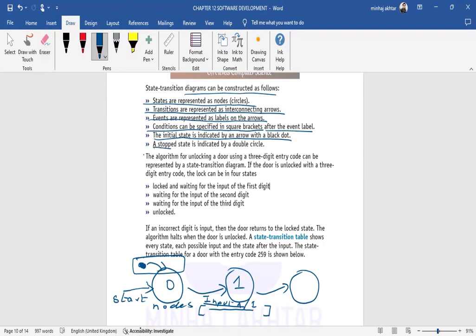Next, the stop state is indicated by a double circle. Yes, if your state transition diagram is going to be stopped, you represent it with double circles, with two circles, like this. It means it is going to be stopped here. Maybe the circle is big or small, doesn't matter. If you see two circles, one inside another, it means you have to stop. Is that okay, guys?